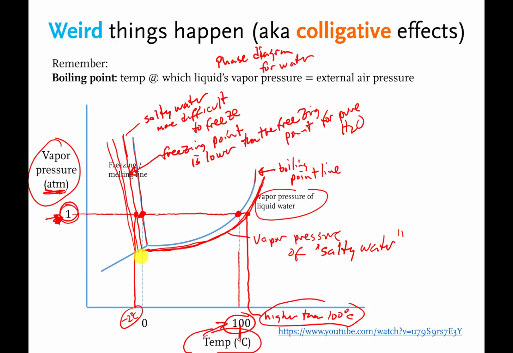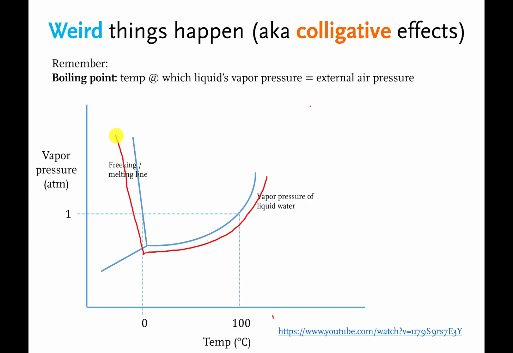And if I put more salt into my salty water, the boiling point would go up even more, and up even more again. And those are called colligative effects. So these effects on boiling point and freezing point, when you throw something that is non-volatile, like table salt, and dissolve it in water, these effects have a special name.